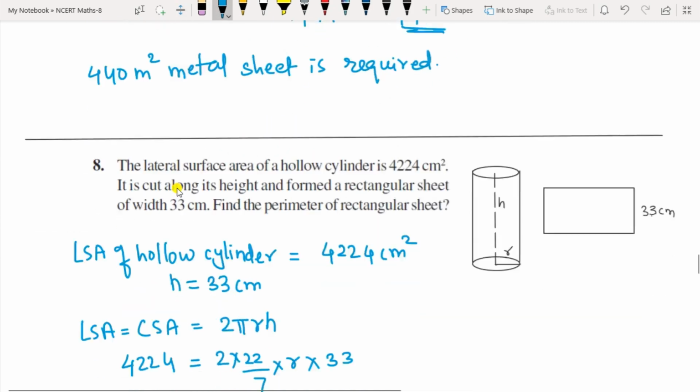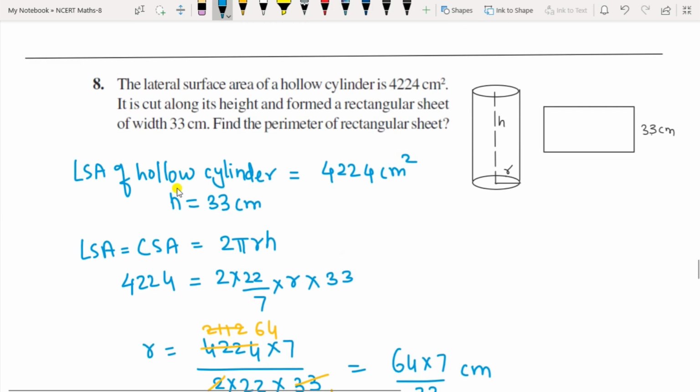The next question is question 8. The lateral surface area of a hollow cylinder is given. If it is cut along the height, then it forms a rectangular sheet whose width is 33 centimeter. So you have to find the perimeter of this rectangular sheet now. The lateral surface area of the cylinder is given as 4224 centimeter square. Its height is 33 centimeter.